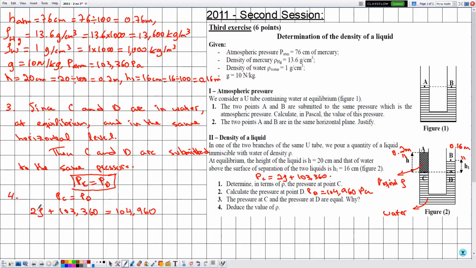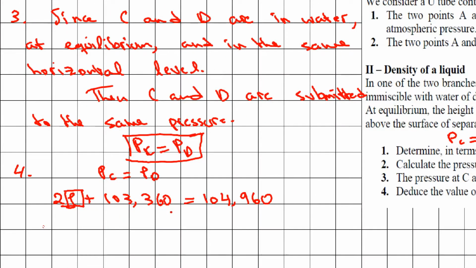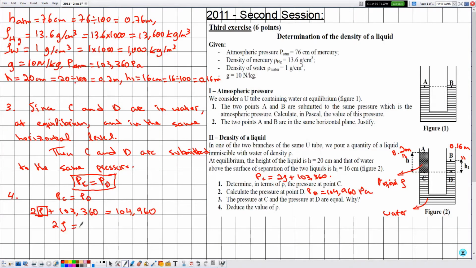104,960. Knowing that we are interested in determining the value of rho, what's the type of this equation? This is a linear equation with one unknown. The unknown is rho. How do we solve this equation? We put rho on one side and all the other numbers on the other side. So dragging this number to the right hand side, it will gain a minus sign. Then 2 rho is equal to 104,960 minus 103,360. Then the value of 2 rho, after plugging this on the calculator, is given by 1,600.